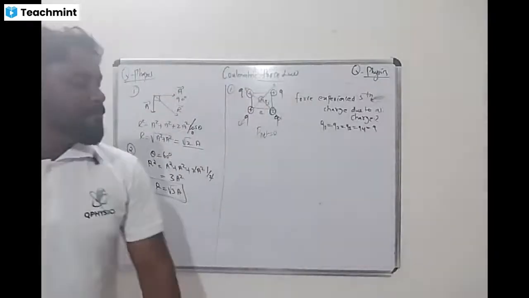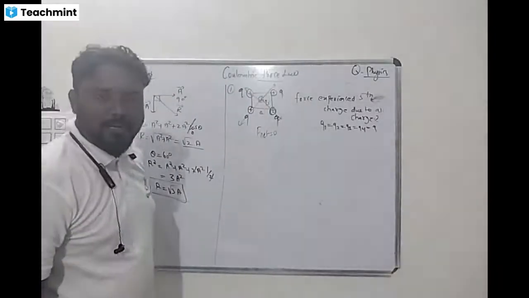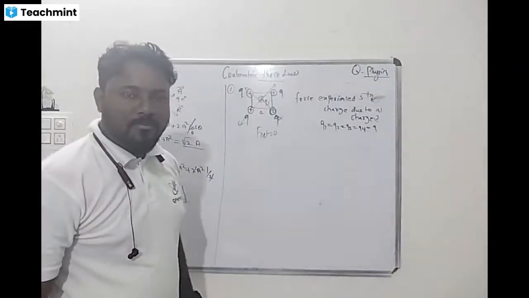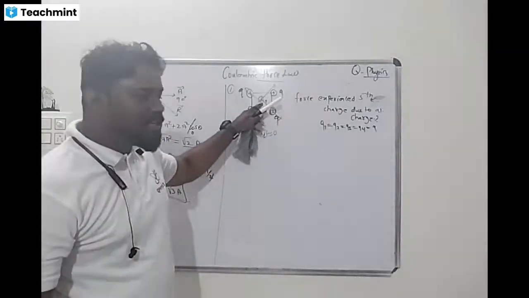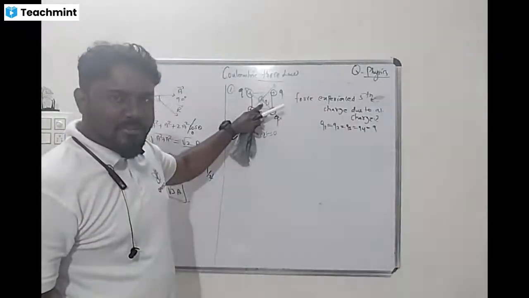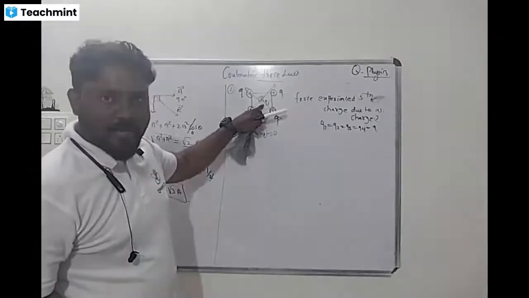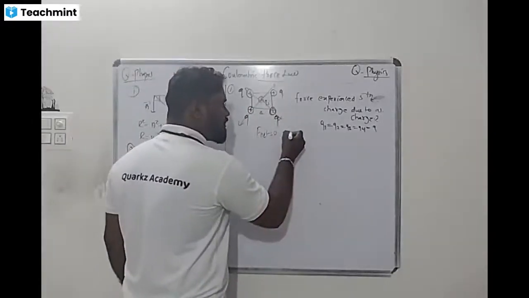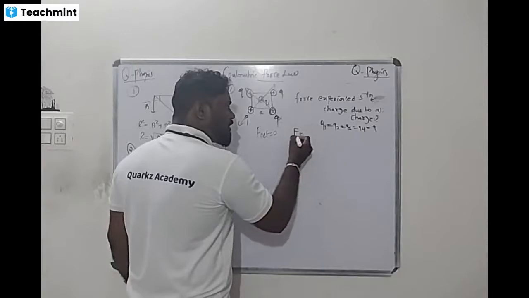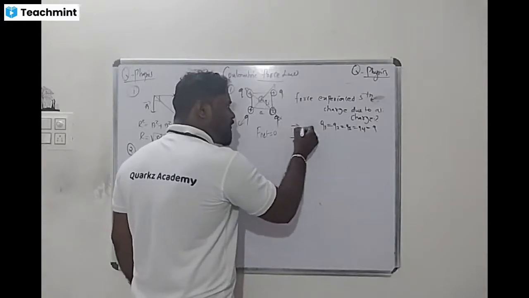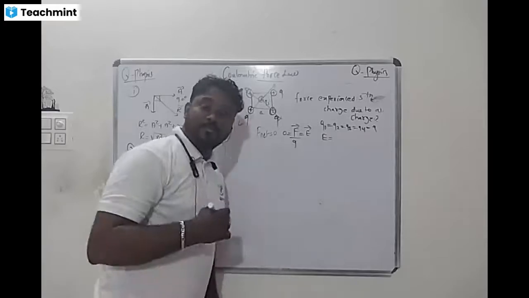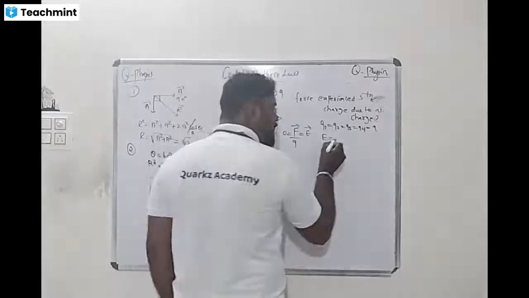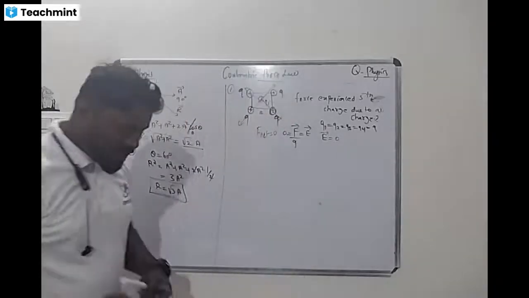Is it clear? That is equal to 0. Is it clear, everyone? Yes, sir. So where the equal charge is distributed, if we calculate the electric field at the center, the force is equal to 0. F by Q is equal to E. Now the force is 0, so what will the electric field be? 0, sir. That is also 0. Is it clear? This is very important.